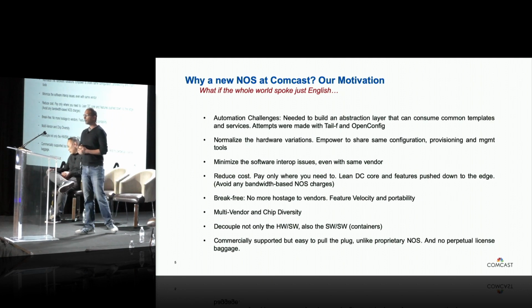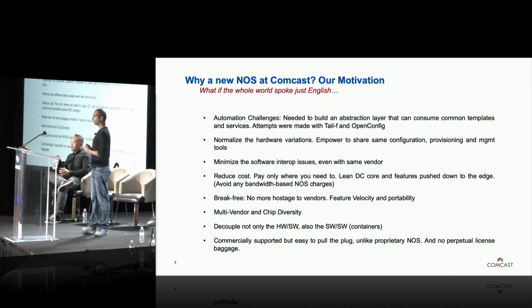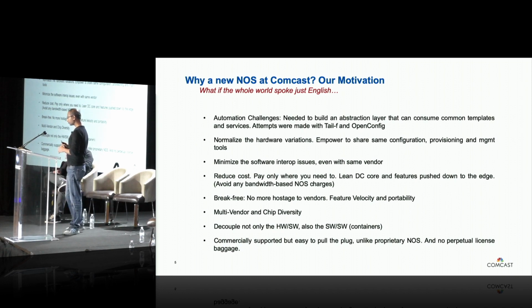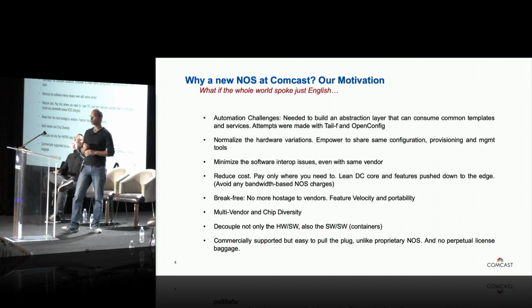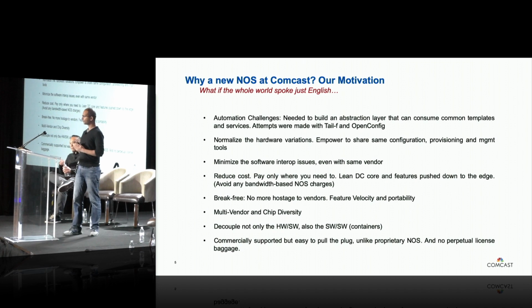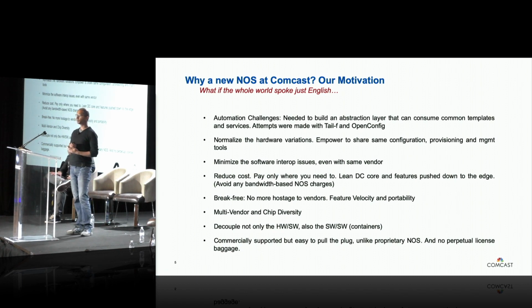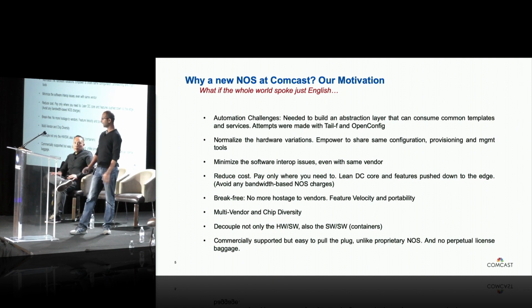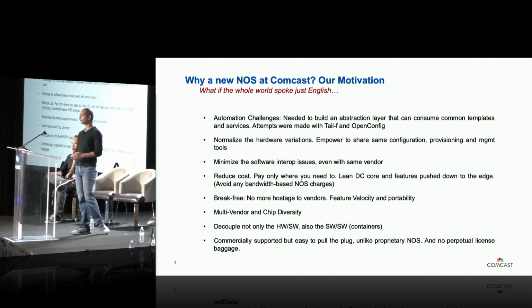So why do we need a new operating system after having all those different variations? It comes down to: what if the whole world spoke one language? Travel would have been much easier. They would all understand the same thing. They could have different cultures and traditions, but I could communicate with them in one language. The biggest challenge is automation. With different operating systems and different hardware, I need something as a translator to give the same command to all of them.